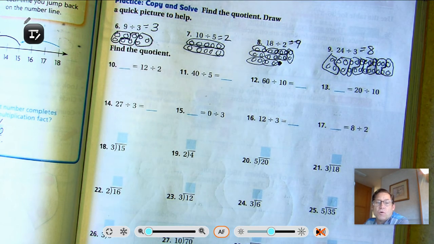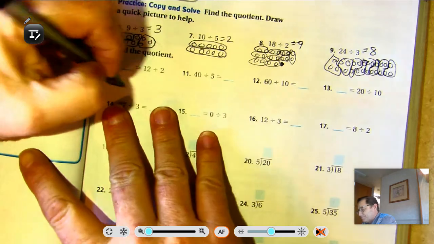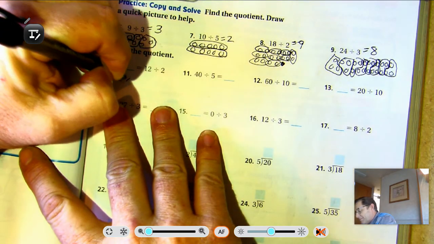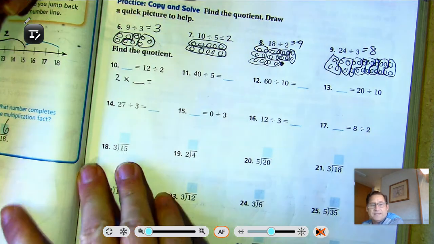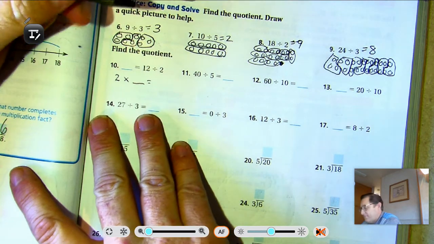All right, find the quotient, 12 divided by 2. So it's not telling us to draw a picture. So we can use related multiplication facts. We can use a number line. Or we can use equal groups. Well, if I've taken the time to memorize my multiplication facts, why wouldn't I use a related fact?